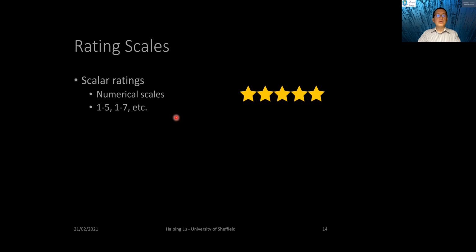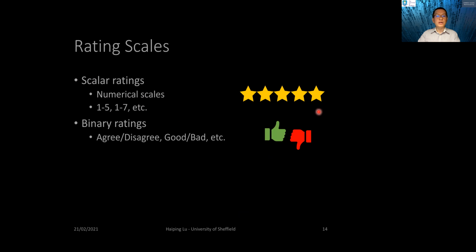And in terms of the rating scales, the most popular one frequently seen is the scalar ratings, right? Numerical scales such as 5 stars. That's the most commonly seen rating, 1, 2, 3, 4, 5 scales. And there are also binary ratings, for example, agree or disagree, good or bad, like or dislike. For example, on YouTube videos, there are 2 options: you can rate whether you like it or dislike it.